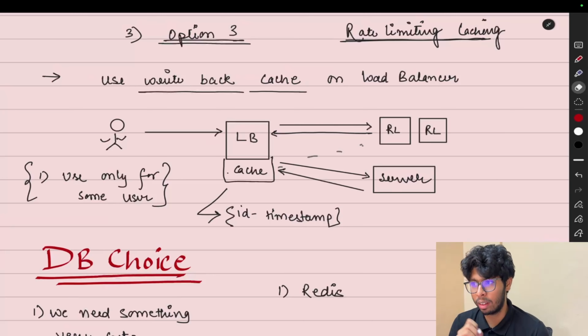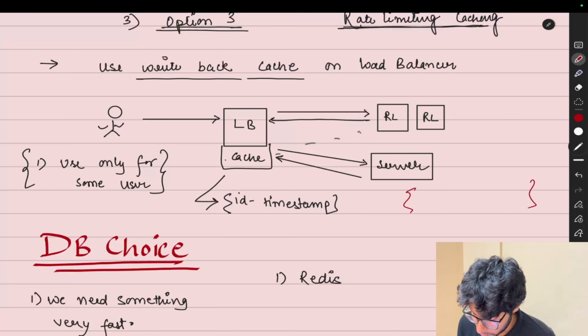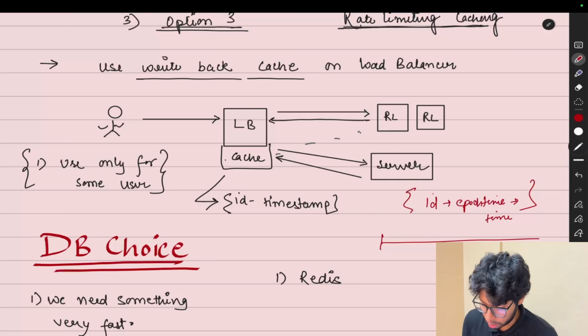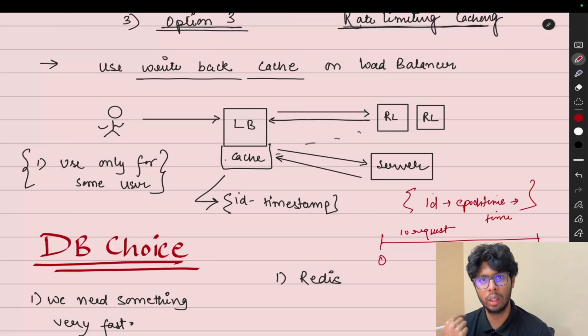And the important part is what we are going to store in our load balancer cache. We can simply store an ID and epoch time till the time they are valid. So suppose we have a window from 0 to 60 seconds and the user can send up to 10 requests in this whole time. There can be multiple ways to implement it. Let's take a simple example now. The first 10 requests will come to the rate limiter and be resolved by the rate limiter. So 10 requests will reach the rate limiter.